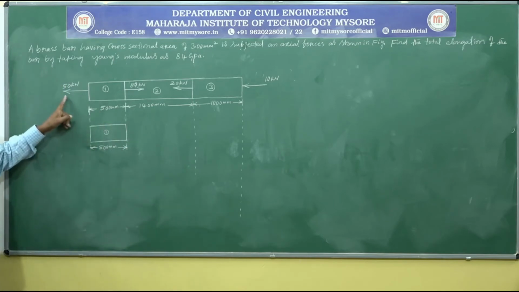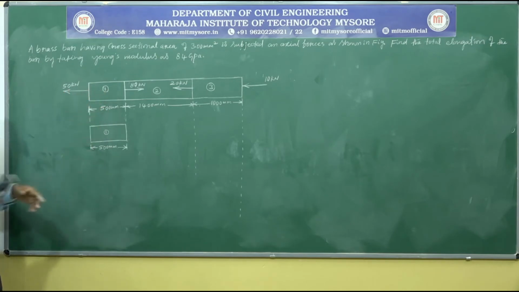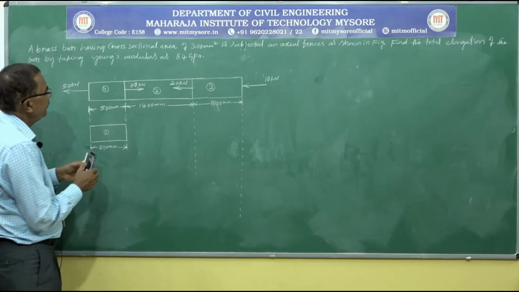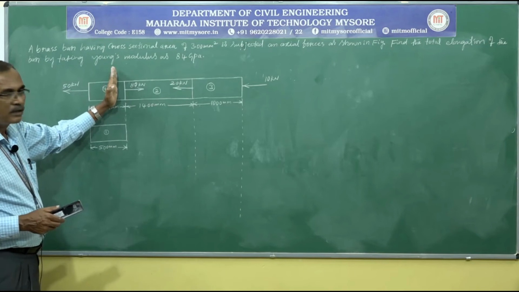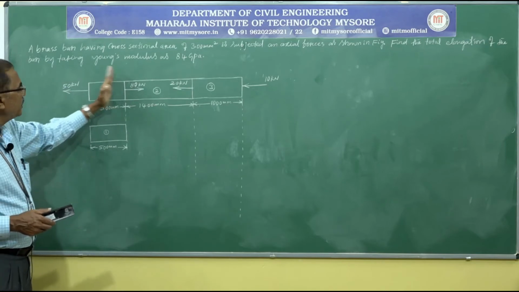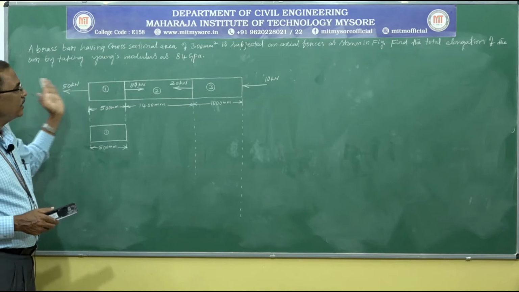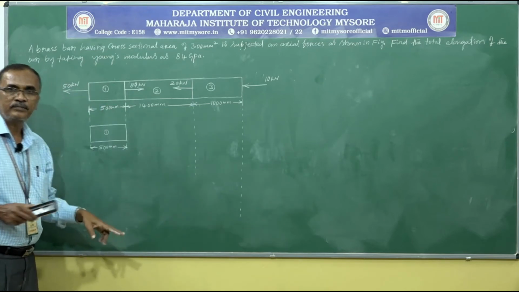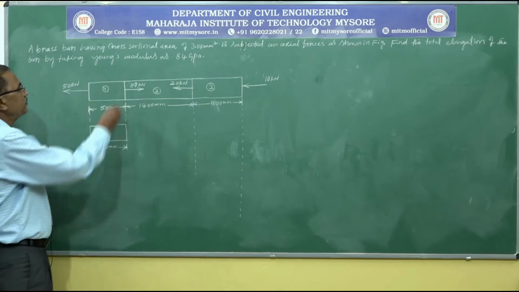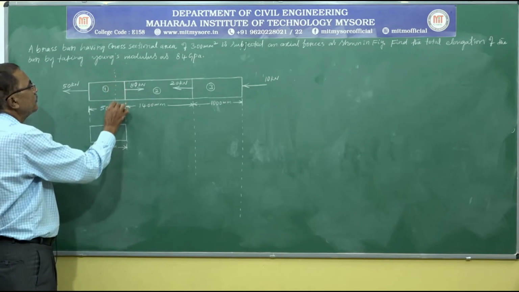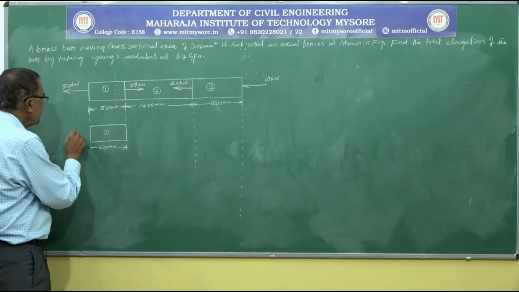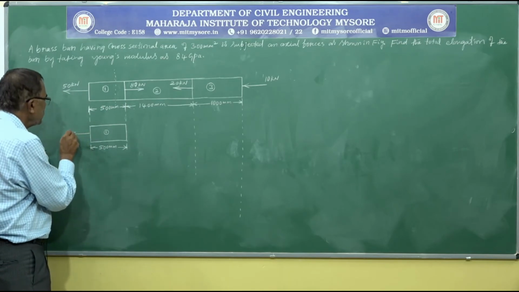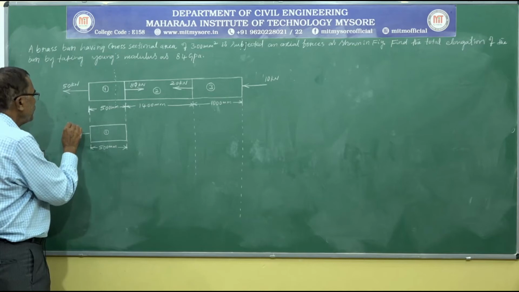We consider the force acting on the first portion as it is. For that we take a section here, just comparing the forces. Consider forces to the left hand side and consider forces to the right hand side. If you take a section here, to the left side there is only one force, 50 kilonewton, and we consider that force as it is along with its direction and magnitude. It is 50 kilonewton.